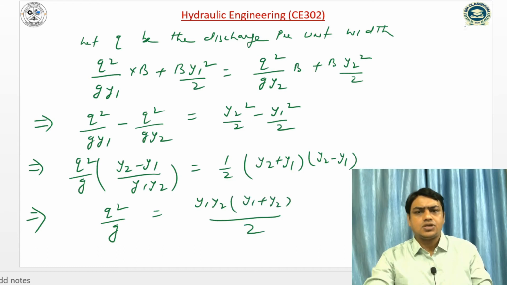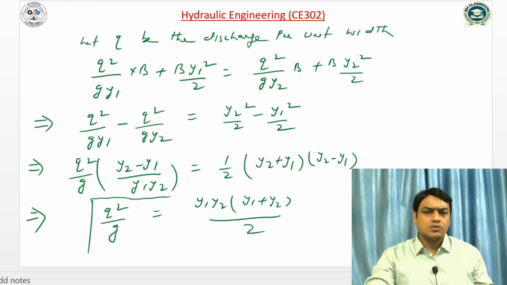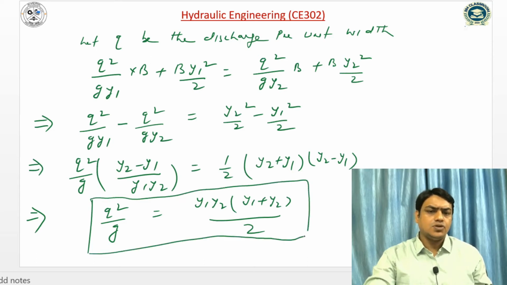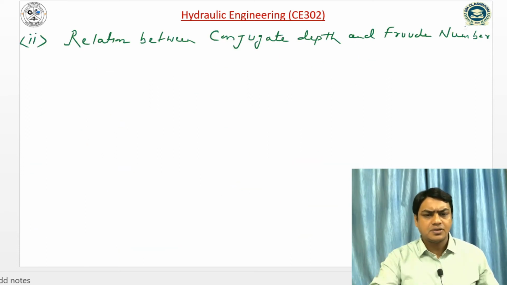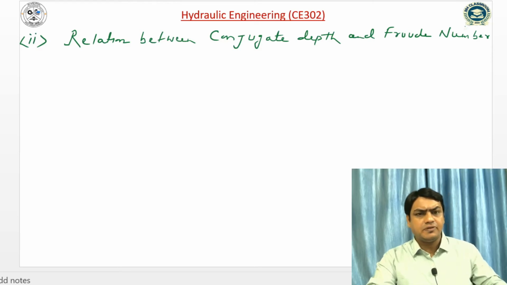So this is the relation between the sequent depths or conjugate depths: y1 y2 into y1 plus y2 by 2 is equal to q square by g. The second relation is the relationship between the conjugate depth and the Froude number.